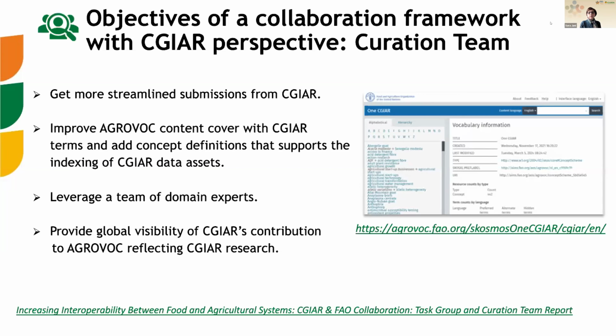Third, to leverage a team of domain experts. The trainings and frequent joint meetings between CGIAR and FAO-AGROVOC improve the ability of the curation team and others to submit concepts, provide better definitions, and communicate with researchers on the importance of enriching their knowledge products with Agrovoc concepts. Finally, the collaboration provides global visibility of CGIAR's contribution to Agrovoc, reflecting CGIAR research. The One CGIAR subschema was created in Agrovoc to provide an online visualization of the concepts submitted by CGIAR centers.